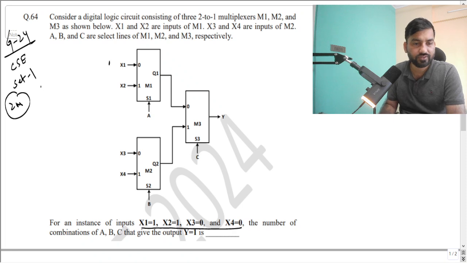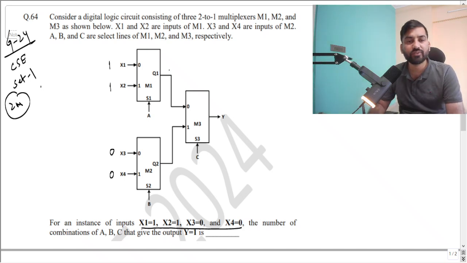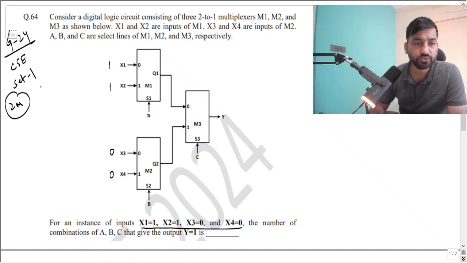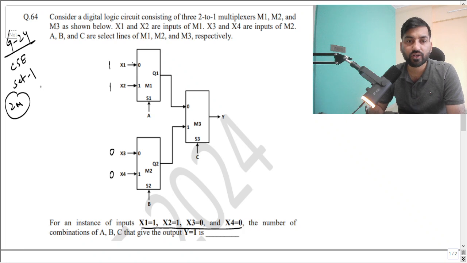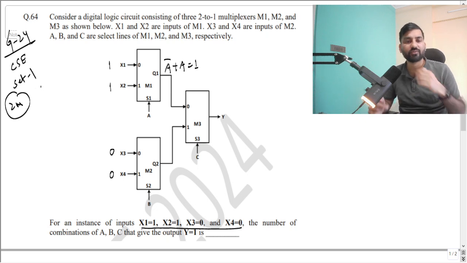So this is given as 1, this is 1, this is 0, and this is 0, right? So can somebody tell me what will be the output here? Since this will be M0 I0, that is nothing but A bar. Then M1 I1, so this is nothing but A bar plus A, which is 1 only, right? A bar plus A is nothing but 1.